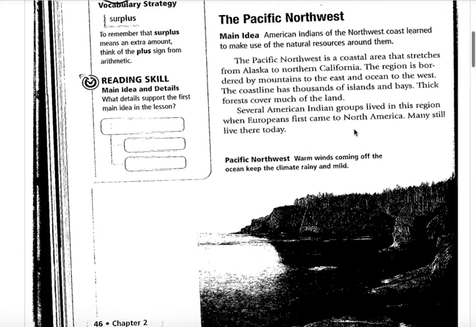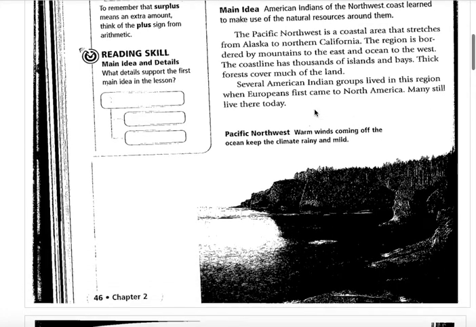The Pacific Northwest is a coastal area that stretches from Alaska to northern California. The region is bordered by mountains to the east and ocean to the west. The coastline has thousands of islands and bays. Thick forests cover much of the land. Several American Indian groups lived in this region when Europeans first came to North America. Many still live there today.